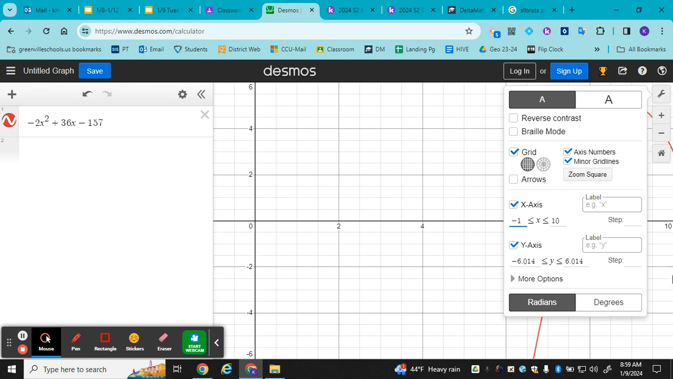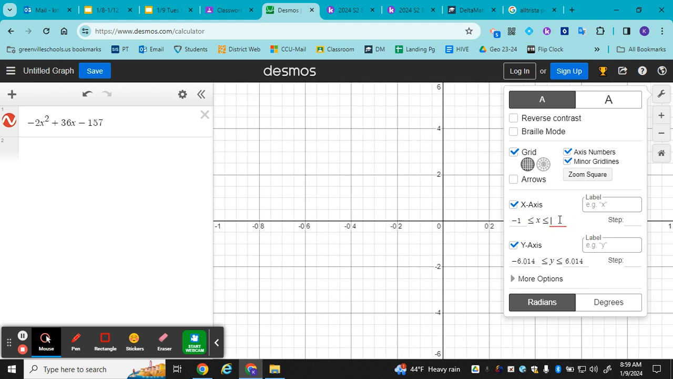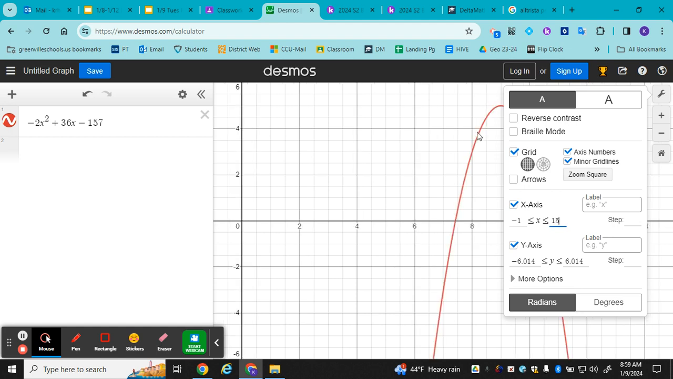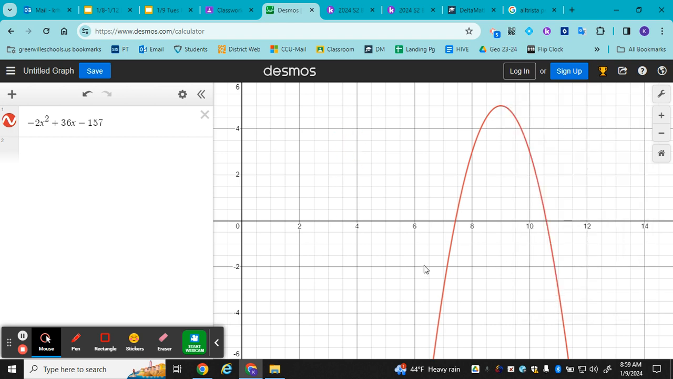And then I can't see the rest of the graph, so I need my x to be higher than 10. It doesn't look far, so I can try 15. Oh, there's my whole graph. I can see my whole parabola. And then this could adjust your y's, but ours is pretty good right now. And we'd be looking for our y-intercept.